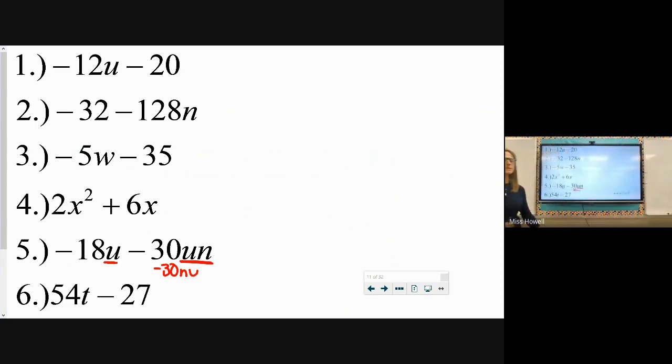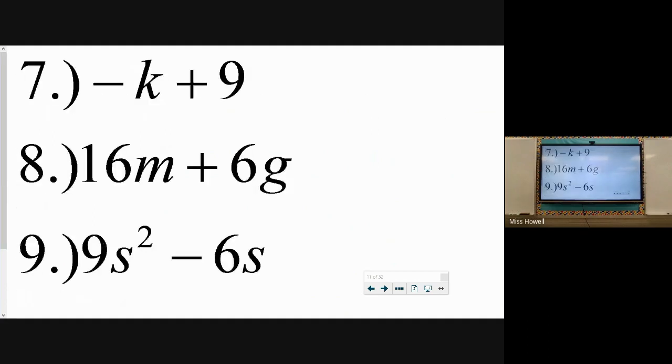All right, number 6, a 54t minus 27. All right, number 7, negative k plus 9, or you might have something that looks like that, which is a negative 1k plus 9, which is perfectly fine. All right, number 8, 16m plus 6g. And then number 9 is like the one we just did right before you tried these on your own.